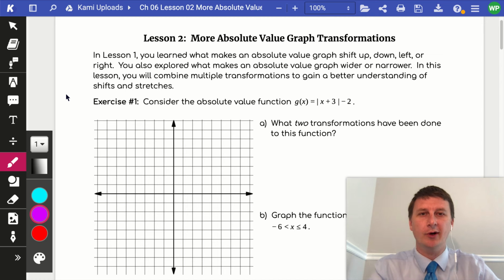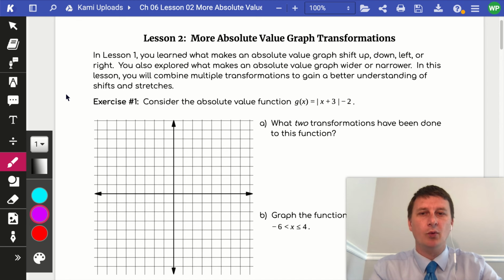You, Algebra 1. And in this video, we're going to look at more absolute value graph transformations. So in Lesson 1, you learned what makes an absolute value graph shift up, down, left, or right. You also explored what makes an absolute value graph wider or narrower. In this lesson, you will combine multiple transformations to gain a better understanding of shifts and stretches.